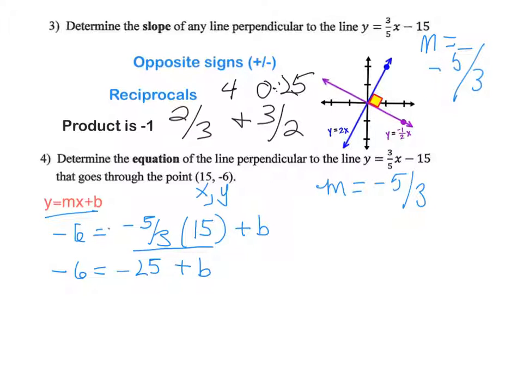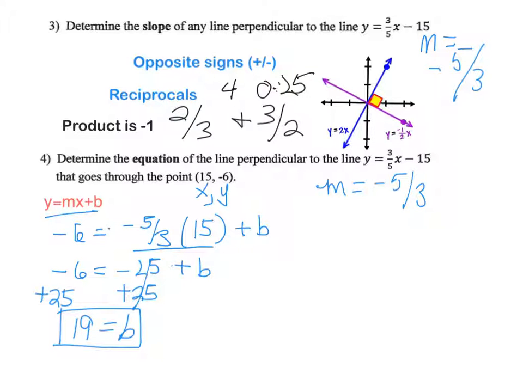We still don't know what b is, but we're one step closer. Now let's isolate our variable b by adding 25 to both sides. On the left, it becomes the number 0. And on the right, we have negative 6 plus 25. That's the same as saying positive 25 minus 6, and that is going to be 19. So 19 is our value for b. Now that's not our final equation, but it's a really important piece of information.